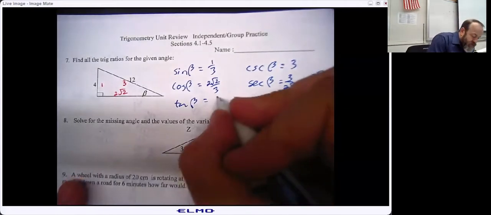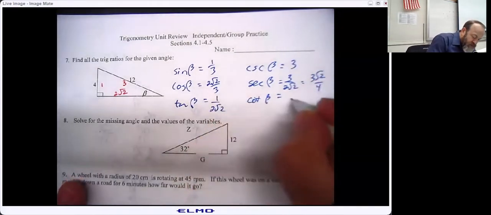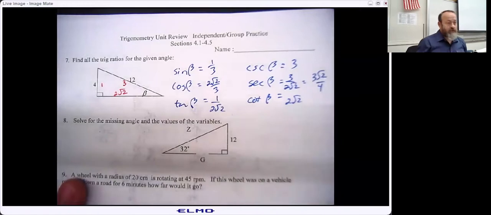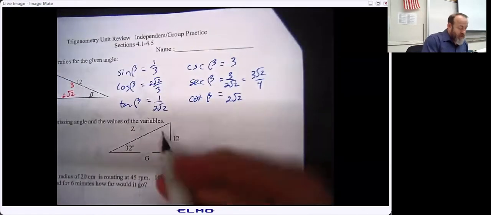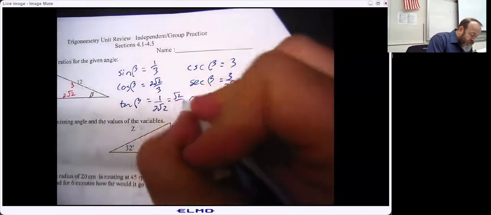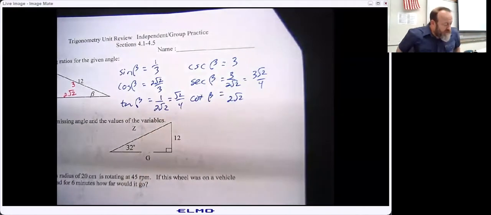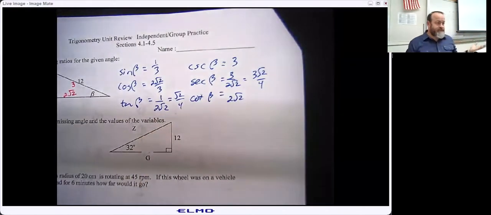So the tangent, of course, is 1 over 2 roots of 2, which makes the cotangent just 2 roots of 2 over 1. Now, if I multiply by root 2 here, I would get root 2 over 4, and that's it. So that's all of the 6 answers off of that question.